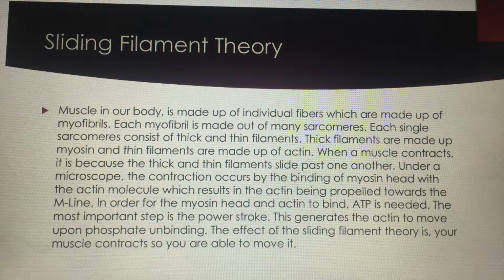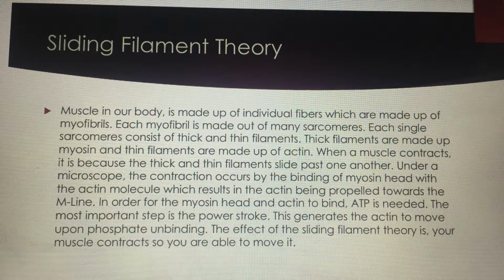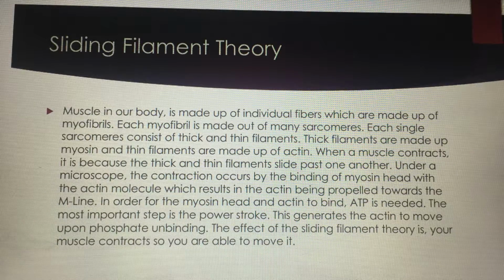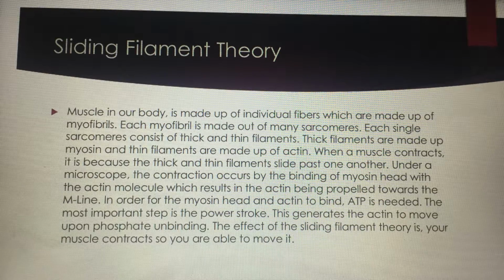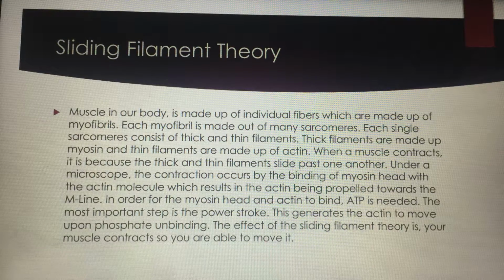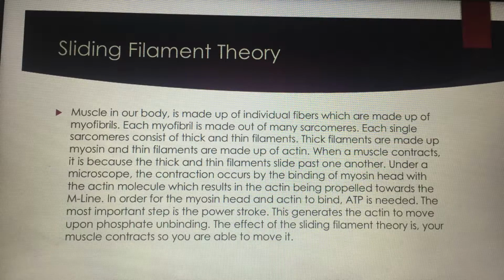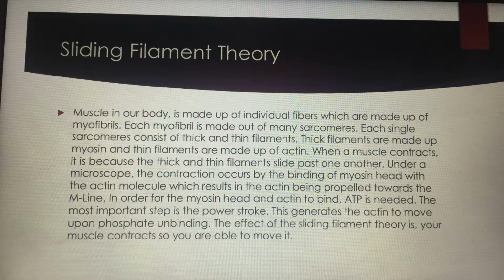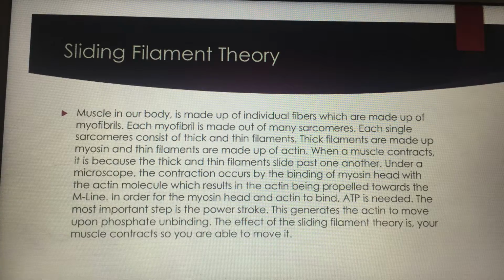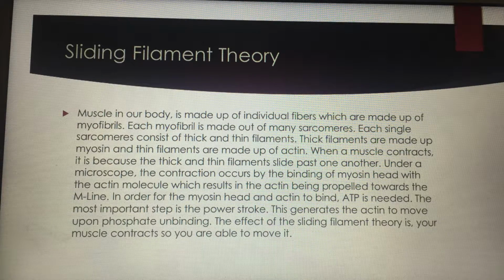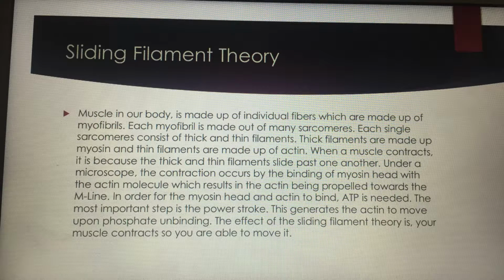Thick filaments are made up of myosin and thin filaments are made up of actin. When a muscle contracts, it is because the thick and thin filaments slide past one another. Under a microscope, the contraction occurs by the binding of the myosin head with the actin molecule, which results in the actin being propelled towards the M line. In order for the myosin head and actin to bind, ATP is needed. The most important step is the power stroke.